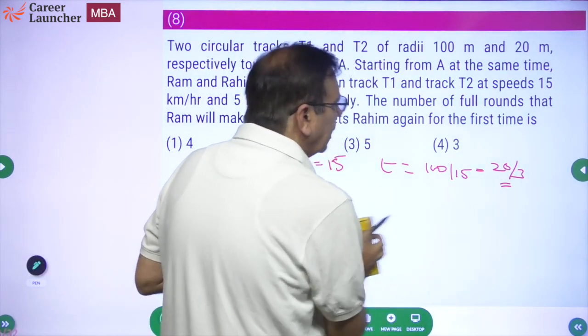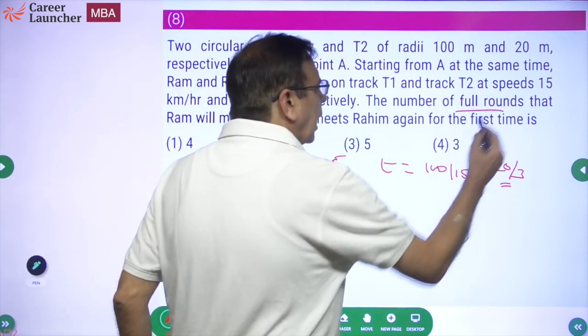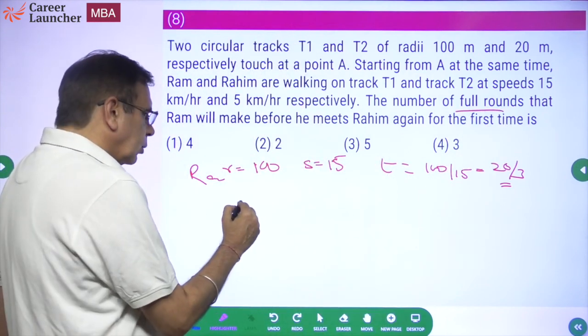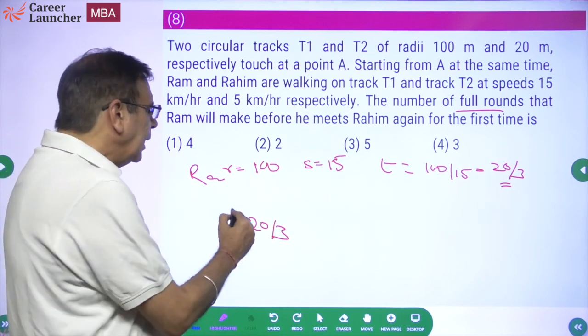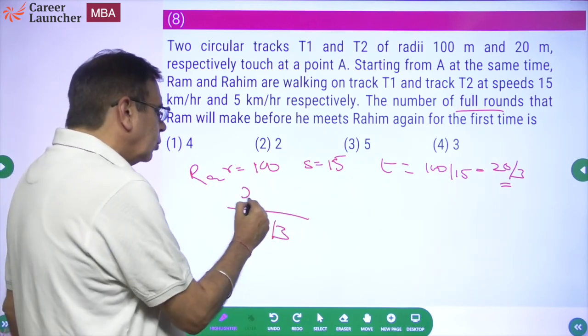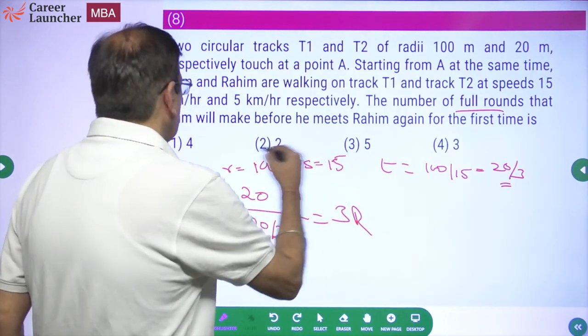हमें क्या निकालना है? In how many rounds? Number of rounds of Ram. So Ram takes 20 by 3 for one round, and he will meet every 20 units of time. So 20 divided by 20 by 3, which is equal to 3. So 3 rounds.